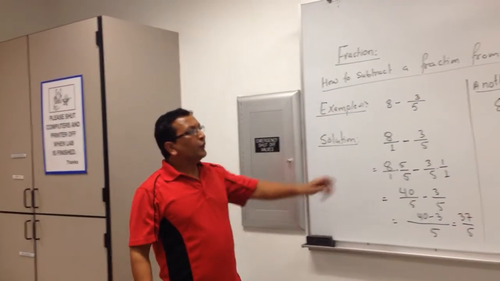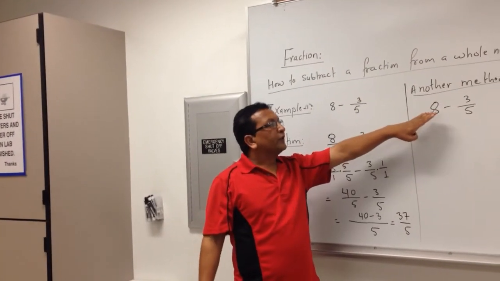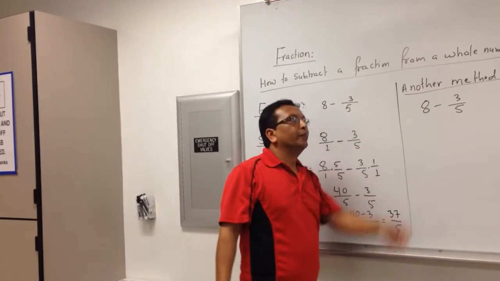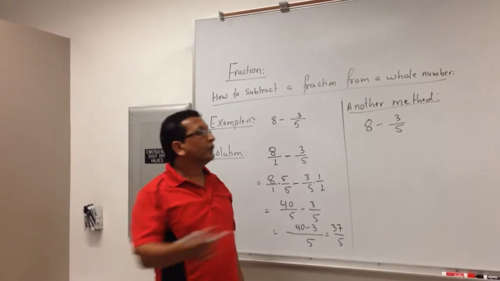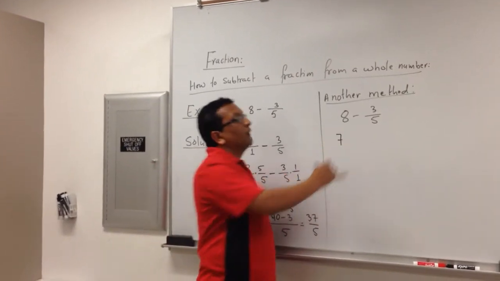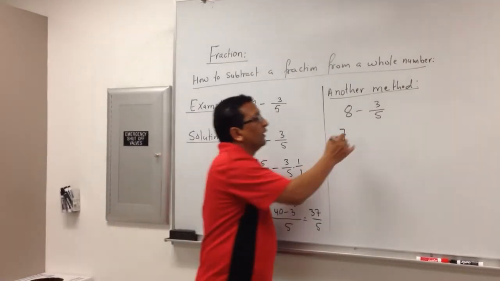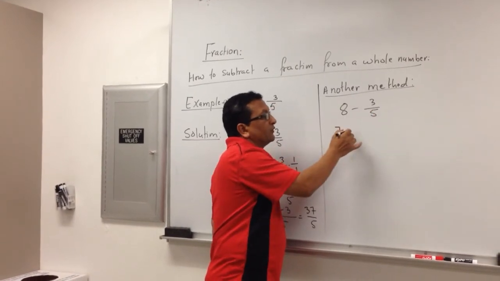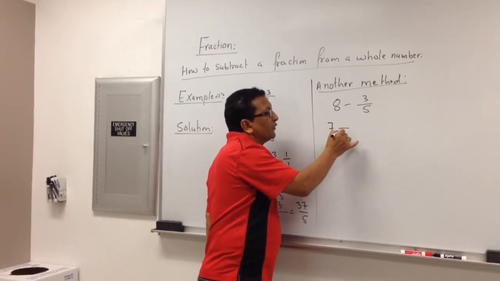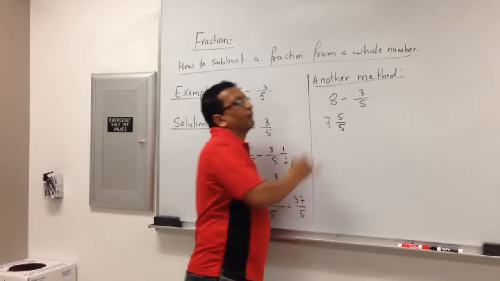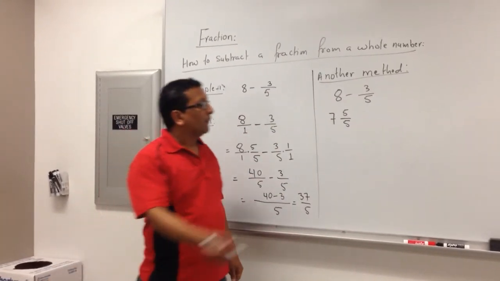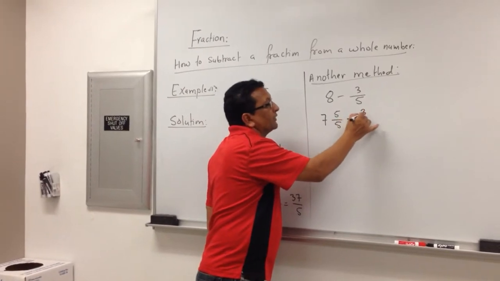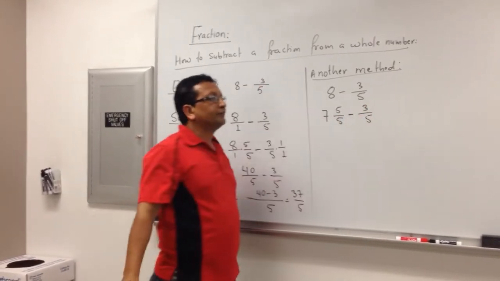For the other method, we can convert this whole number to a mixed number. So 8 is 7 plus 1. We can make the denominator of this fraction the same as this one, so we write 1 as 5 over 5. So 7 plus 1 is 7 and 5 over 5, and the second term is 3 over 5.